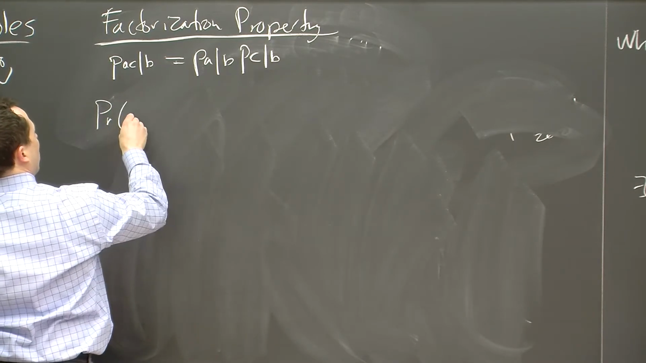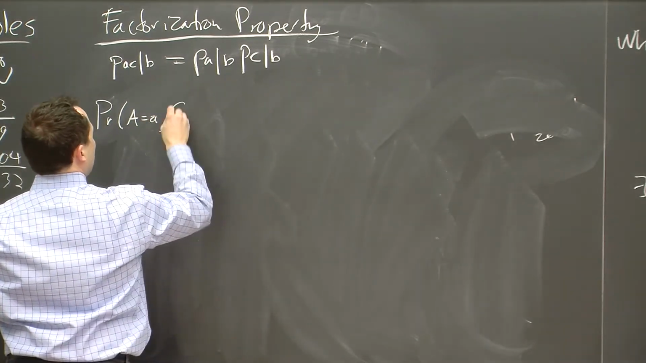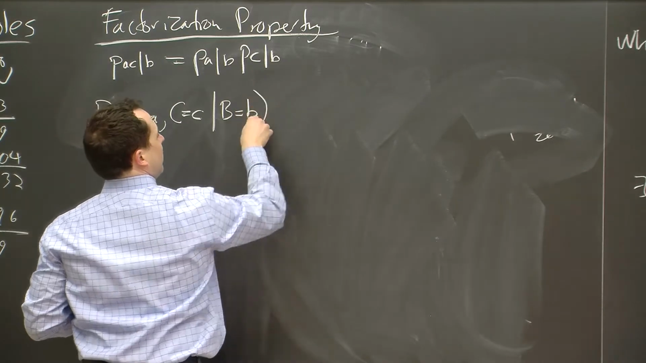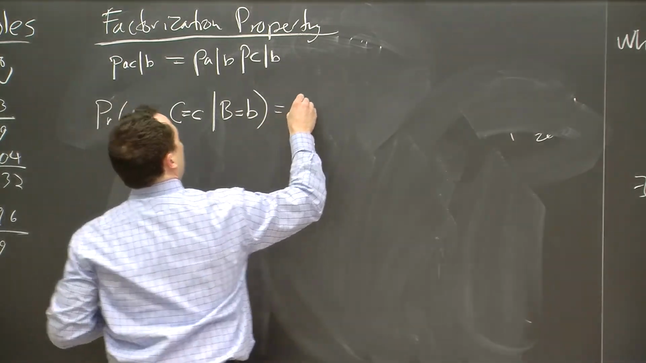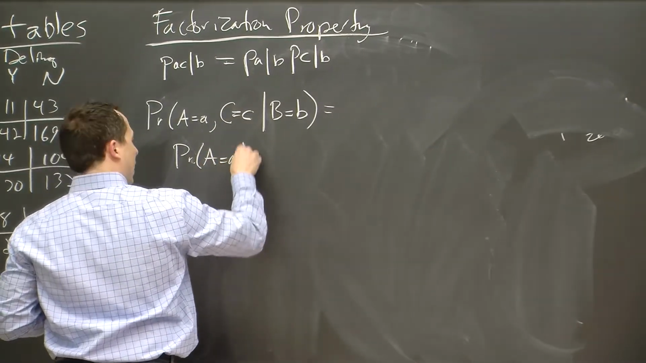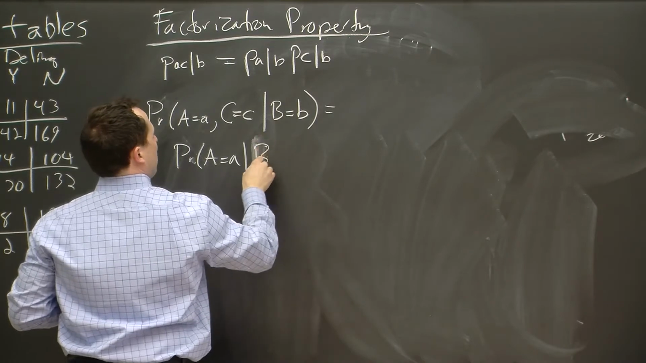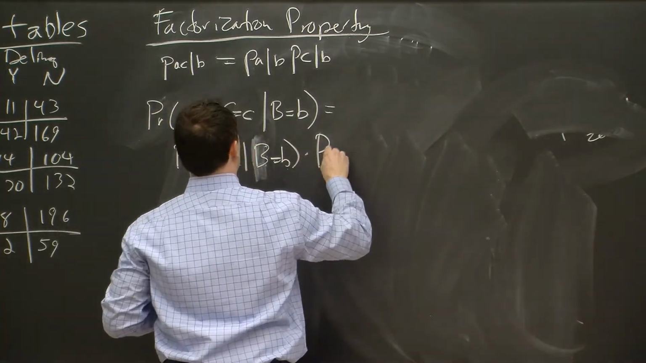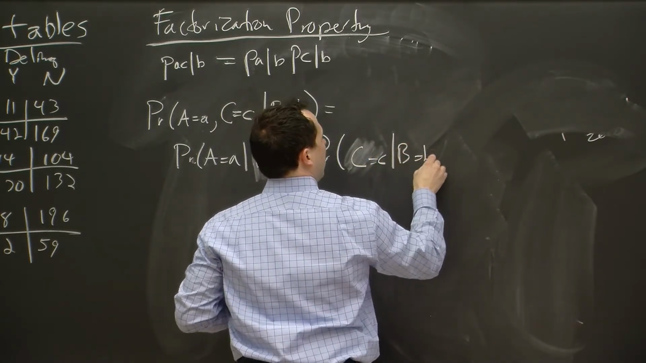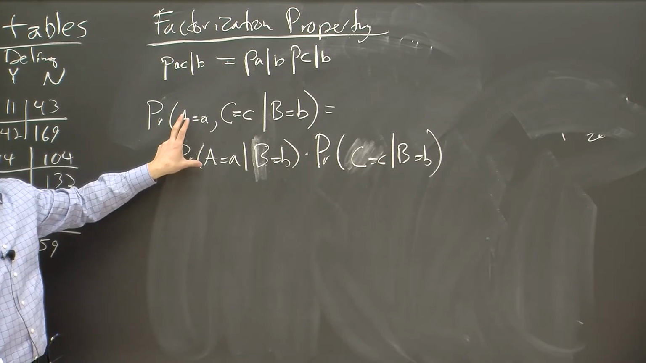This is another way of saying the probability that big A, the random variable, equals little a, the outcome, and big C equals little c, given that big B, the variable, is equal to the state little b, factors as the probability that big A is equal to little a given big B equals little b, times the probability that big C equals little c given B equals b. So this is a little bit cumbersome notation. This notation here is just an abbreviation of this.